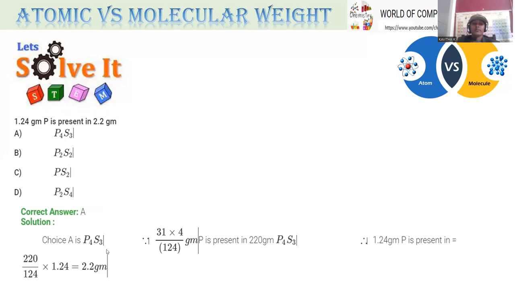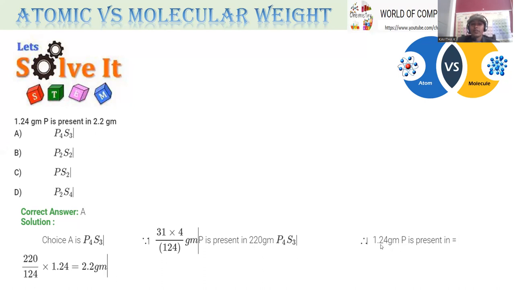For P4S3, 31 into 4 by 124 was taken. 31 into 4, atomic mass into how many phosphorus, 4, by 124, total molecular weight, was taken over here. 31 into 4 by 124 in this molecule, 220 grams of P4S3, because this is the molecular weight of the entire P4S3 molecule, right?